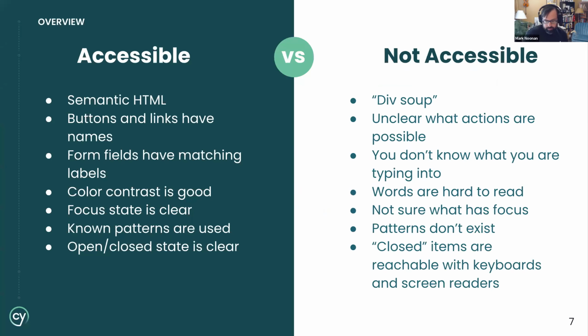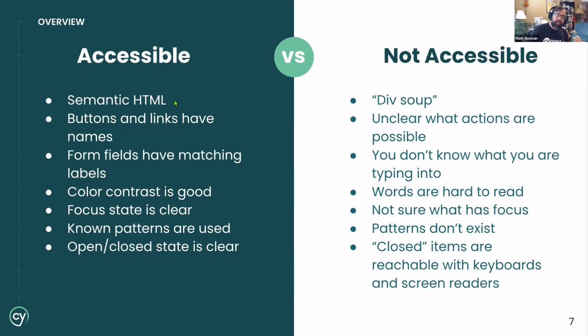So a real quick overview of just some things that we're going to talk about. On the left-hand side, what I would consider good accessible practices, and on the right-hand side, the alternative versions where these are not accessible. And the feeling of not being accessible is: it's unclear what to do, it's unclear how to do it, I can't achieve certain actions, stuff like that.